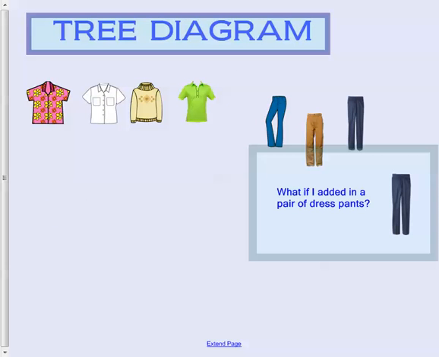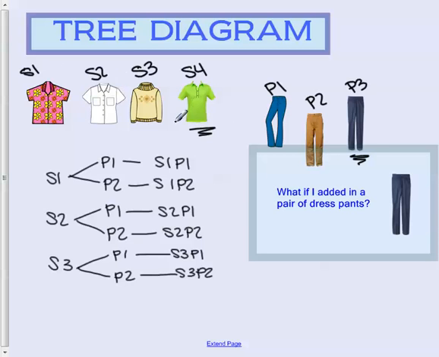Okay, so what would happen if we then introduced this shirt and we added in the dress pants? Okay, so now we have 4 shirts and we have 3 pairs of pants. So let's take our original options. We have 4 shirts now, so let's add in shirt 4 with the pant 1, the pant 2, which means we would have 8 total options if we had only 4 shirts and 2 pairs of pants.